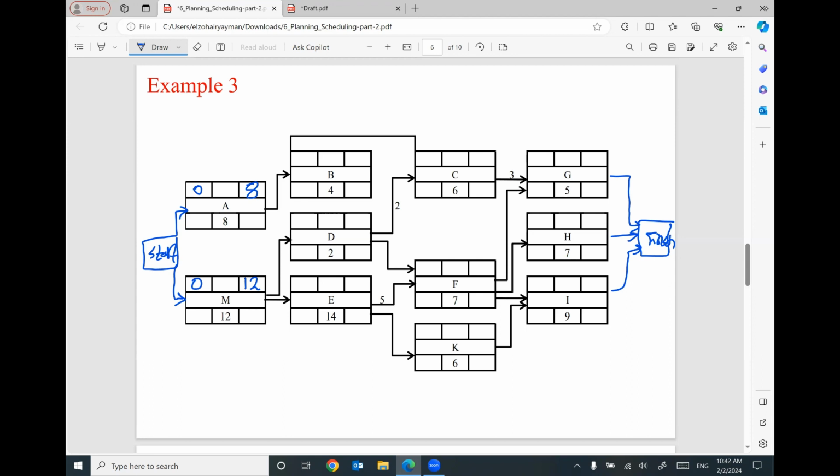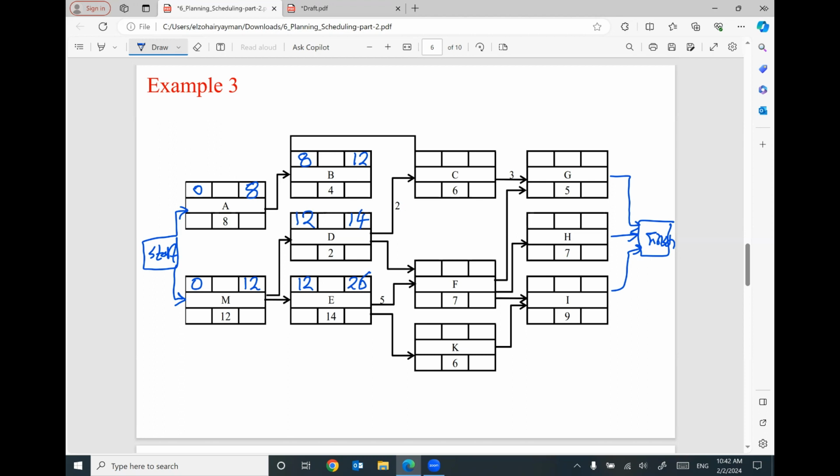8 and B, it's a direct relationship. So this 8 will be the early start for activity B, plus 4 will be 12. For activity D, we have direct relationship finish to start. We have here 12 plus 2 will be 14. 12 will be here 12 for early start for activity E, plus 14 will be, I think, 26.